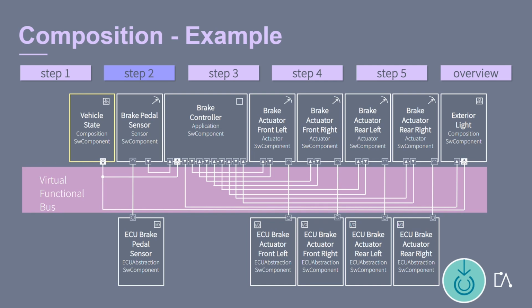Here we see the new composition vehicle state with one delegation port. All the other software connectors are inside the composition. In the next step we take a look at the ECU brake actuators and brake actuators. We group them into 2 compositions. One for the front axle and one for the rear axle.